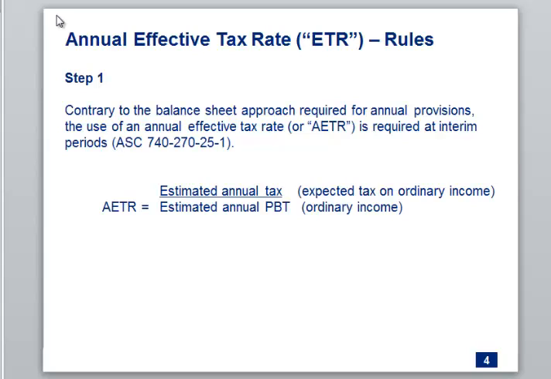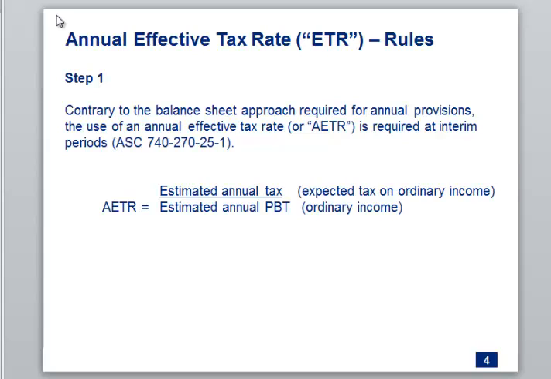You do it globally, and we'll talk about exceptions to that, but in general, this is a global exercise. So if you're sitting there in March and you're trying to figure out what's my first quarter provision, the first thing you're going to do is calculate this fraction, which is you're going to forecast your annual tax expense. So that's not your tax liability, that's your tax expense in the numerator. And you're going to divide it by your forecasted annual PBT, right, which your FP&A guys will have at your company.